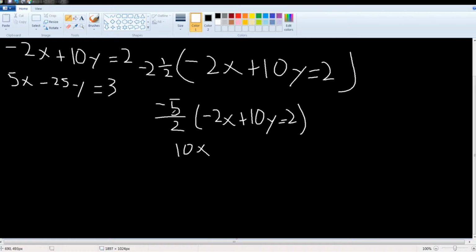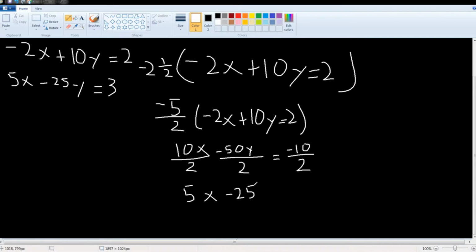So we get negative 5 times negative 2x, which is just positive 10x all over 2. Negative 5 times 10 is minus 50y, right? Over 2. Negative 5 times 2 is negative 10 over 2. And then as we can see, we can simplify this to 5x minus 25y is equal to negative 5, right?